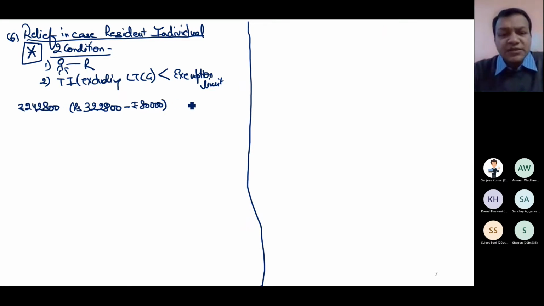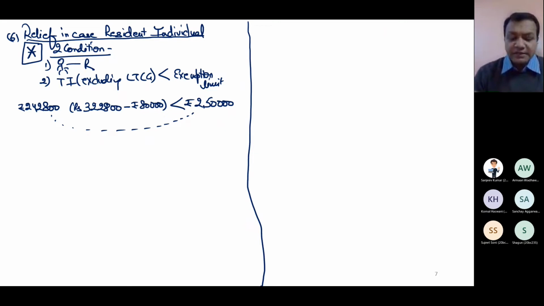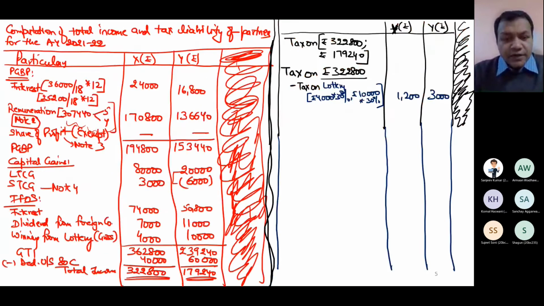Is it less than his exemption limit? Yes, because his exemption limit is 2,50,000. He is less than 60 years of age and resident. So by how much is it less? So always see this difference. 7,200. This is the difference. So what can be done? You can shift 7,200 from LTCG to remaining income, like 322,800.